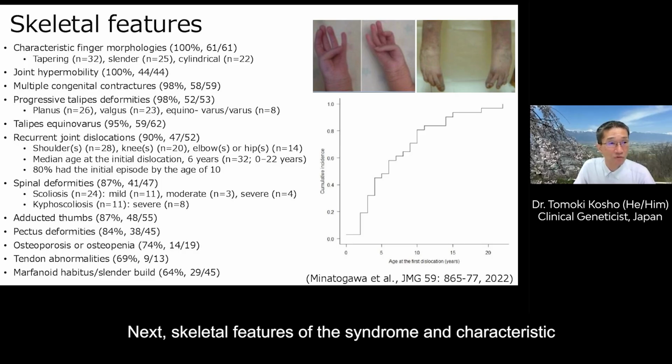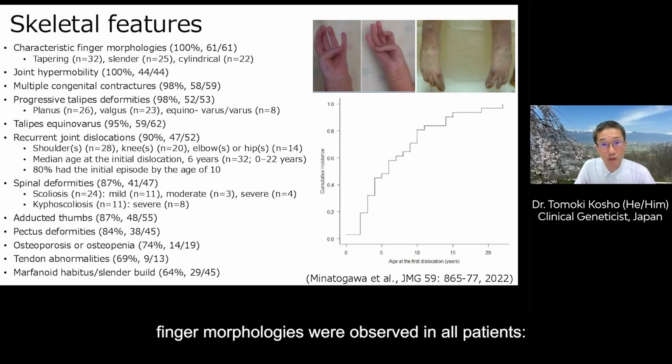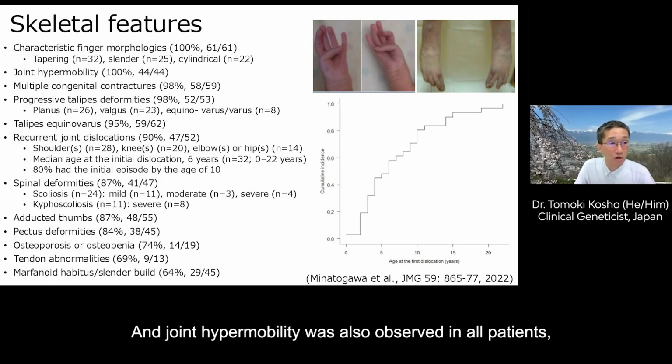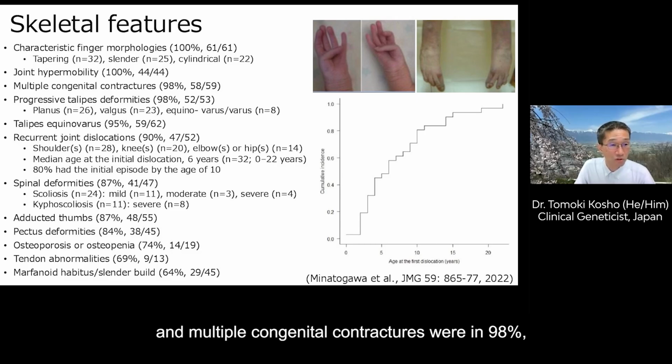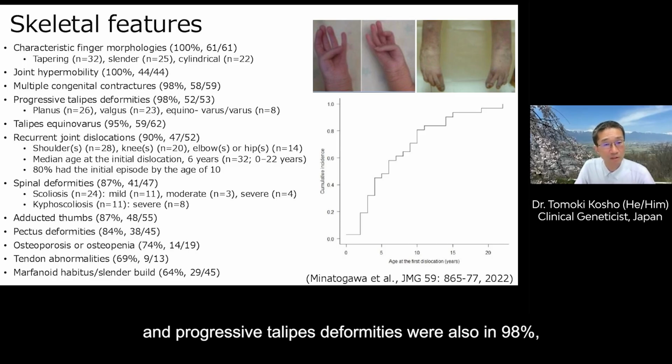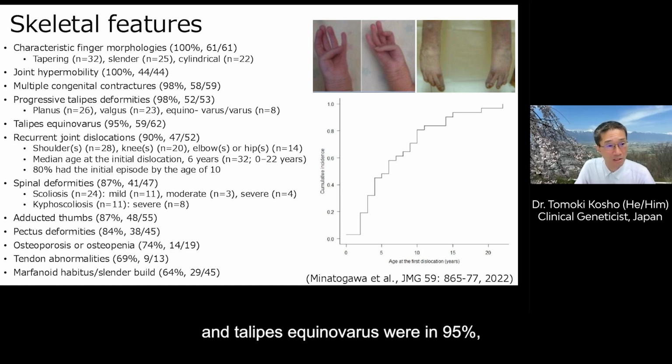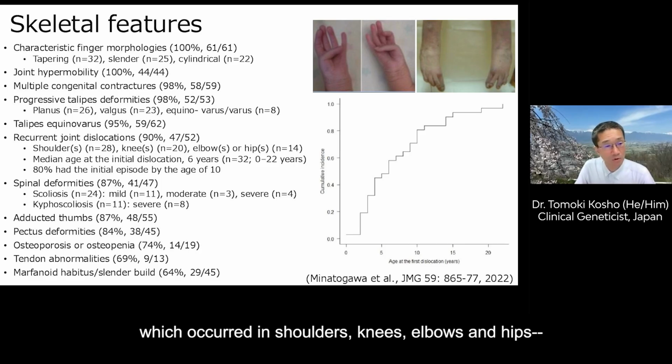Next, skeletal features of the syndrome. Characteristic finger morphologies were observed in all patients: tapering, slender, and cylindrical. Joint hypermobility was also observed in all patients, and multiple congenital contractures were in 98%, and progressive talipes deformities were also in 98%. Talipes equinovarus was 95%, and recurrent joint dislocations were in 90%, which occurred in shoulders, knees, elbows, and hips.